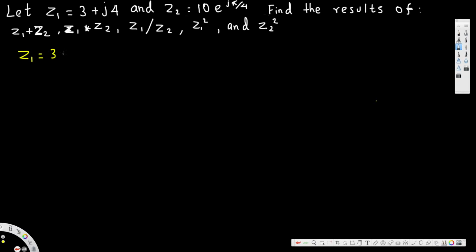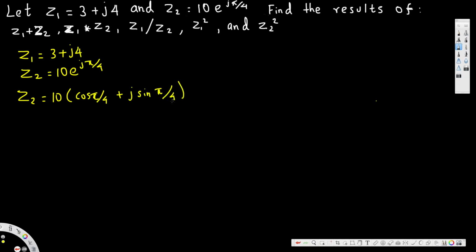z1 is equal to 3 plus j4 and z2 is given by 10 e power j5 by 4. Now here we have this one in exponential form. Now to convert this one into Cartesian form, we have to use Euler's identity. Euler's identity is basically we expand this one like this. z2 is equal to 10 times cos 5 over 4 plus j sine 5 over 4.